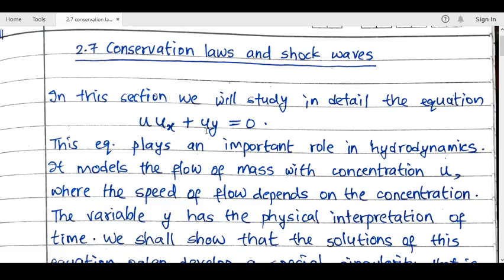In some texts you can see u_t instead of u_y, that is, ∂u/∂t. So t represents time and x is a spatial variable. Now this models the phenomena of flow of mass with a concentration u. So this has much physical application. That's why many mathematicians have tried to study it to get its solution.